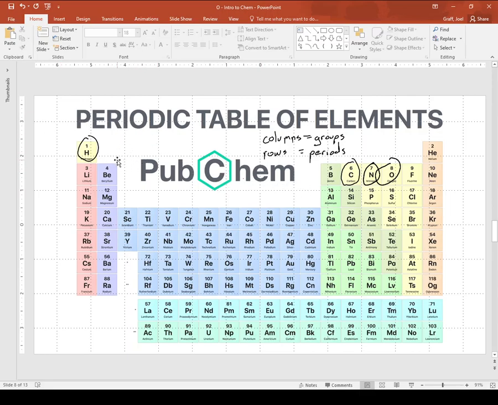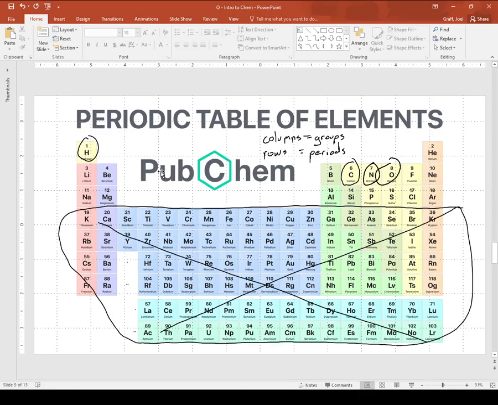Speaking of those lighter elements, we've got hydrogen, oxygen, nitrogen, and carbon circled on the periodic table here, and those are the ones we're going to focus on. In fact, most of the elements we're going to deal with are in the first three periods of the periodic table, so let's just cross out that whole bottom 2/3 of the periodic table. I'll leave that for a chemistry teacher to teach you about.